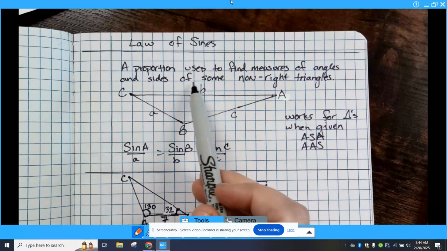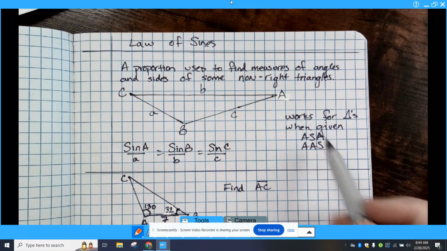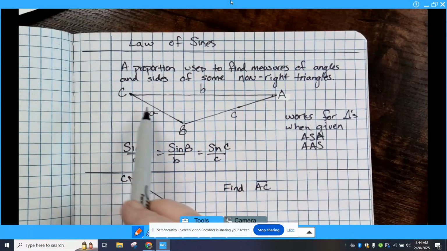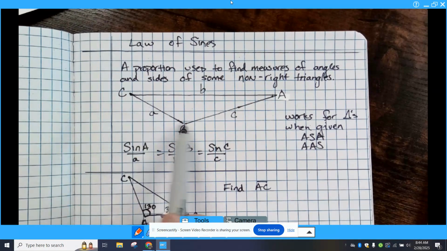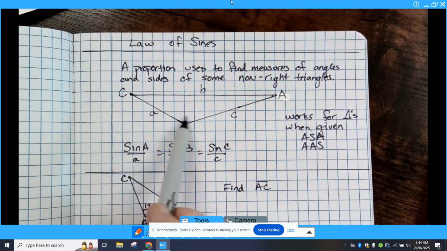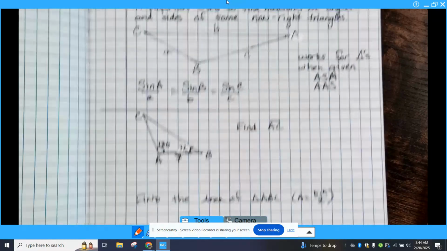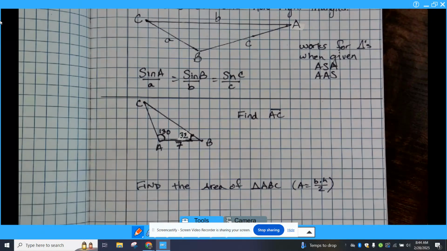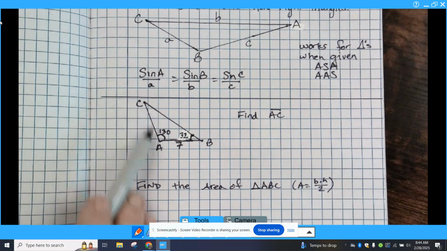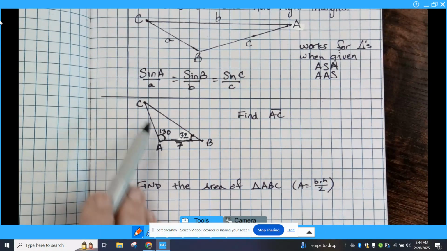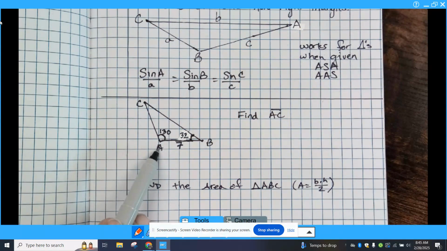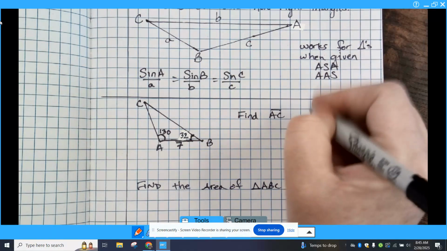So when it says some non-right triangles, this works for triangles when given angle, side, angle, or when given angle, angle, side. So with this problem, we are going to find AC. So AC is this piece right here. So the side opposite that is going to be b. Again, remember, pause it if you need to.